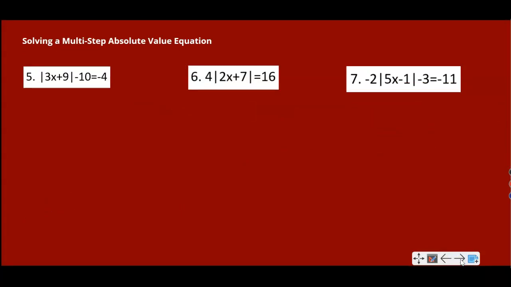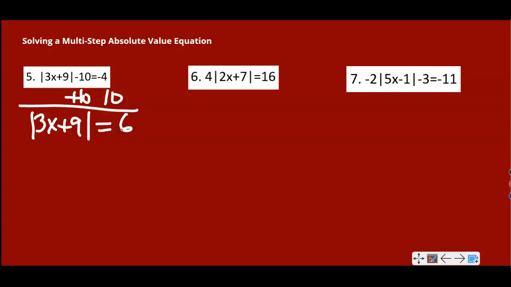All right, solving a multi-step absolute value equation. Number 5 says the absolute value of 3x plus 9 minus 10 equals -4. Before we say no solution, we have to isolate the absolute value. So we add 10 to both sides. Absolute value of 3x plus 9 equals -4 plus 10, which is 6. So this one we actually can set up and solve.